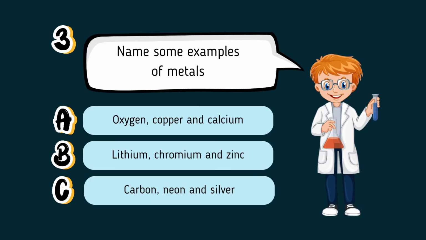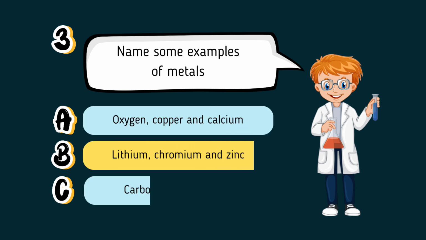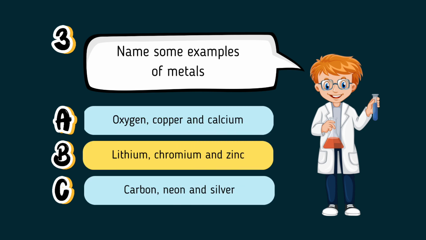Name some examples of metals. Options are A, oxygen, copper and calcium, B, lithium, chromium and zinc, C, carbon, neon and silver. Correct option is B, lithium, chromium and zinc.